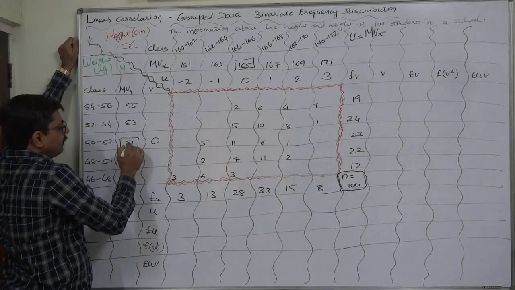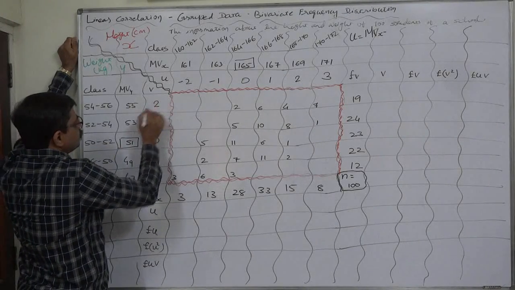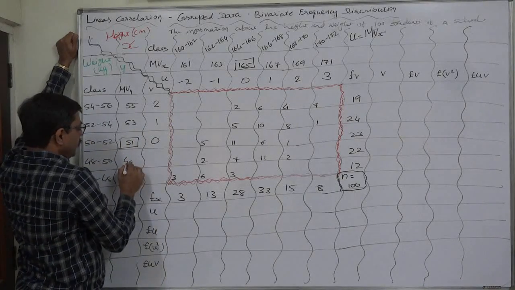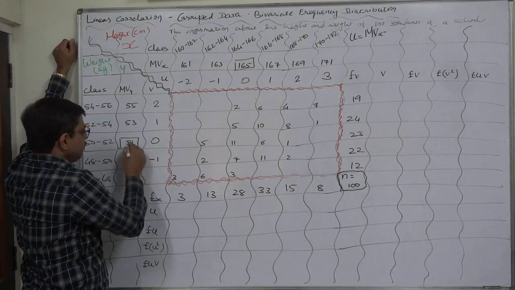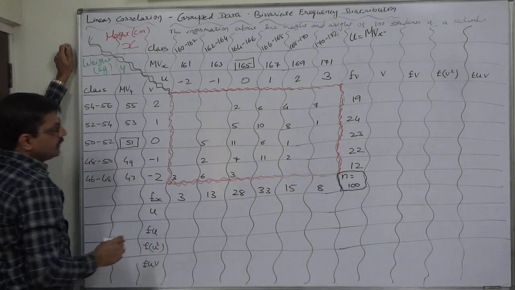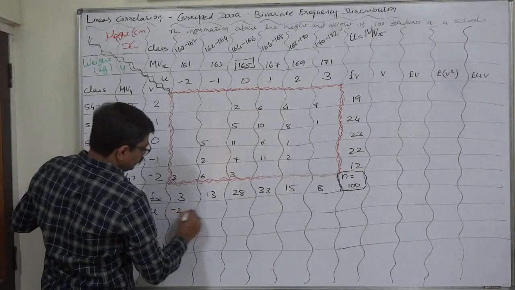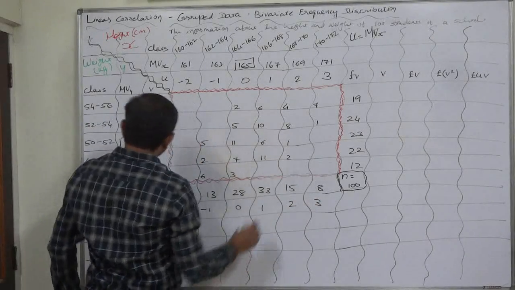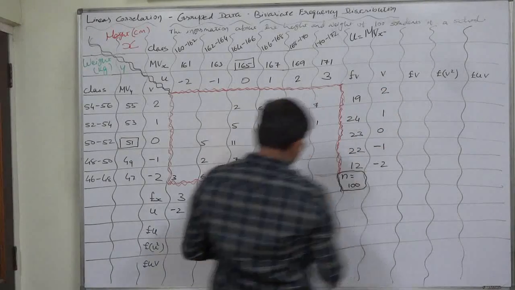55 minus 51, 4 divided by 2 is 2. 53 minus 51, 2 divided by 2 is 1. 49 minus 51, minus 2 divided by 2 is minus 1. 47 minus 51, minus 4 divided by 2 is minus 2. Now let us repeat the column and row of u and v respectively. Minus 2, minus 1, 0, 1, 2 and 3. Similarly 2, 1, 0, minus 1 and minus 2.